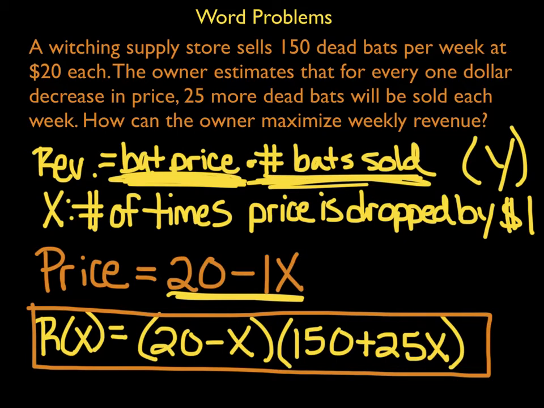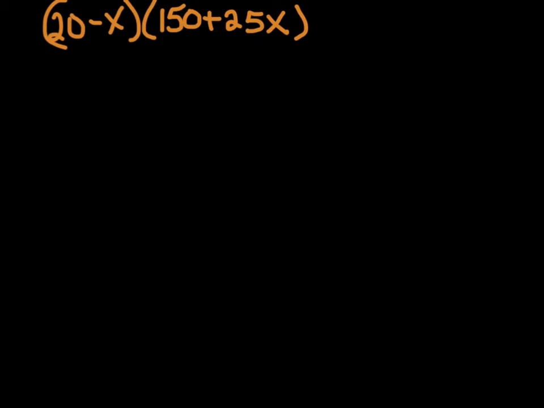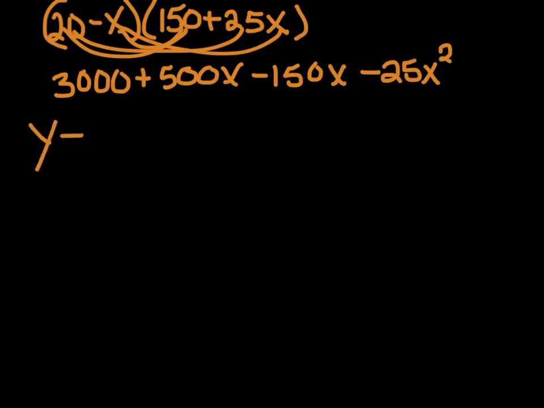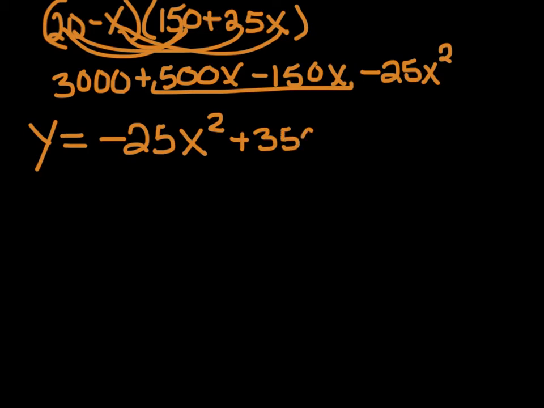All right, so let's FOIL this out. 20 times 150 is going to be 3,000. 20 times 25x would be plus 500x. Negative x times 150 is minus 150x. And negative x times 25x would be negative 25x squared. So to put this in standard form, a is negative 25x squared. These two go together. 500 minus 150 is 350, so plus 350x. And then our constant is plus 3,000.